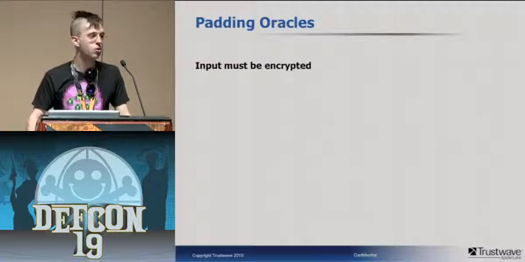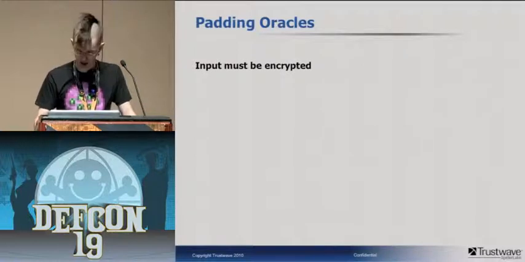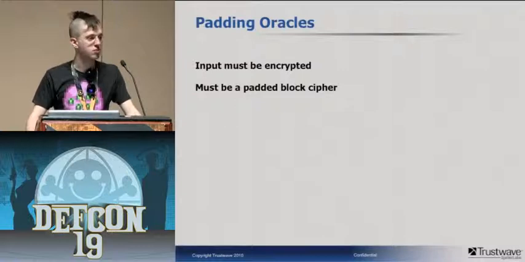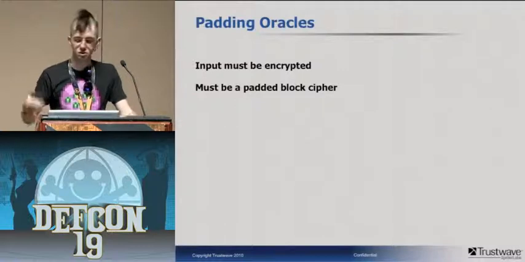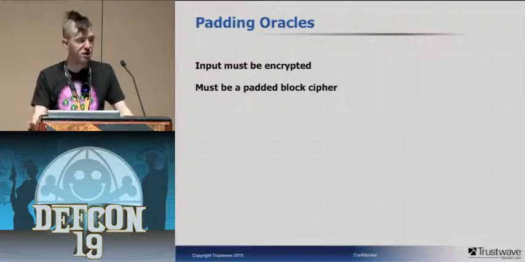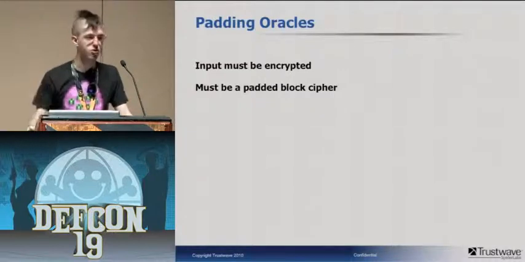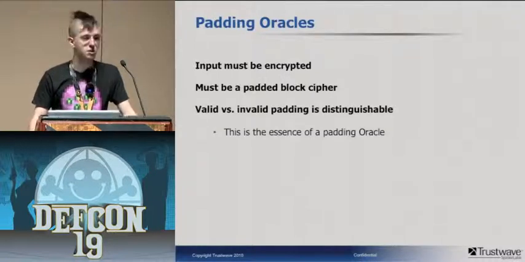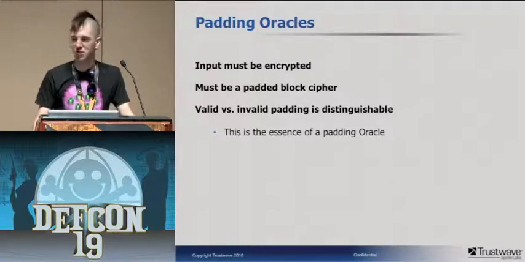I wanted to mention padding oracles as well. With a padding oracle, the input has to be encrypted, and it has to be with a padded block cipher. With stream ciphers, you're encrypting one byte by one byte, so the end of the plain text is just where the text ends, and not where you've put some arbitrary marker. It also has to be distinguishable when you've passed something in that has valid padding or invalid padding. And this is the essence of a padding oracle.